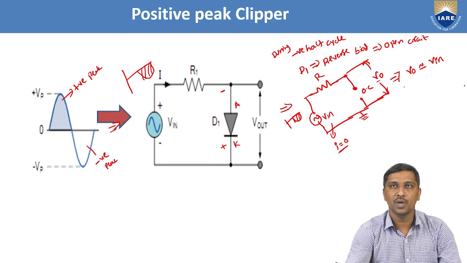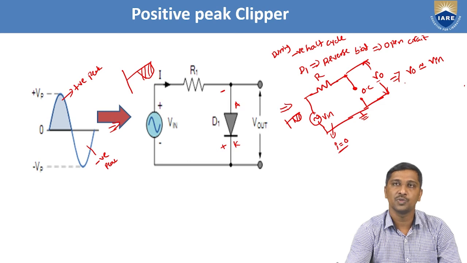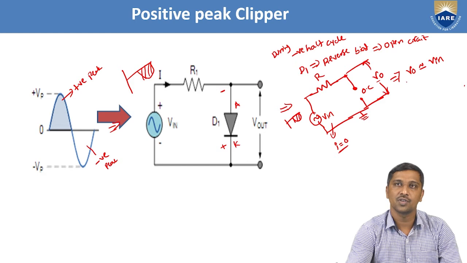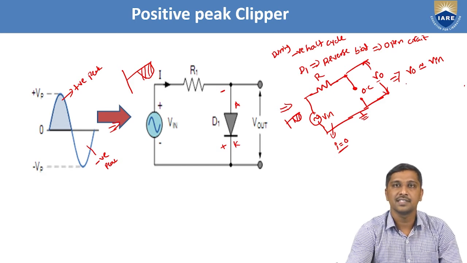So based on these two analyses, during the positive portion and during the negative portion, we need to draw the graphical response from that. What we observed here is that during the positive portion, the output voltage across the entire positive duration is constant, that is V gamma or 0. If we consider the practical diode, it is V gamma. If I consider the ideal diode, the output voltage is 0.